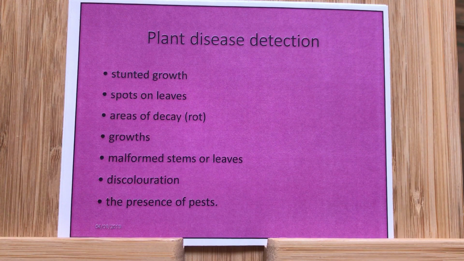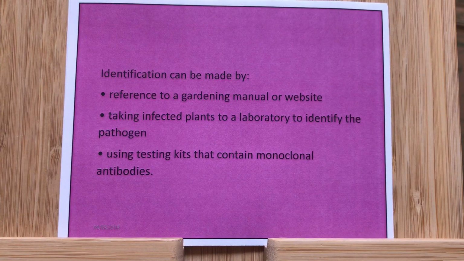Malformed stems or leaves, so they're not forming in the way that you would imagine. Discoloration, that could be a lack of magnesium causing some of that green colour to go because magnesium affects the amount of chlorophyll, or it could be that there are pests, things like aphids, the green fly, living on the plant. How could I identify, so I can see that there's problems with my plant, what kind of plant disease the plant has?